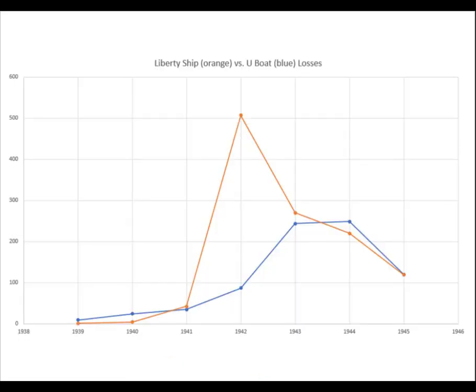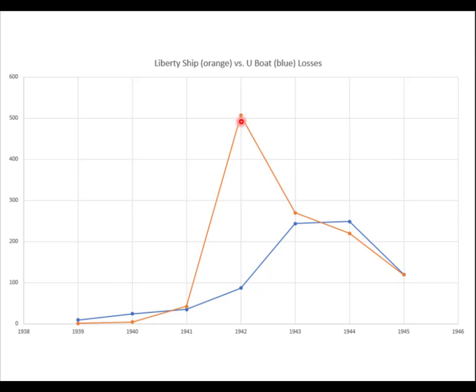Here's a graph. Orange is our Liberty ship losses. Blue is U-boat losses. 1939, we're not really in the war, right? 1940, we're not really in the war. 1941, remember, Pearl Harbor was December of 1941. So for most of 1941, we're not really in it either, right? And so we're losing a few ships here and there. They're losing a few ships, but we're really not in the fight yet, right?